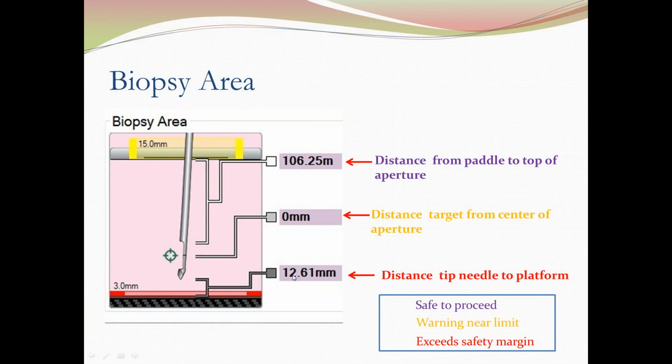And this tells me that I have 1.2 centimeters of safety between the tip of the needle and the detector plate. It's red when there's a problem. It's orange if I'm nearing some sort of a limitation. And this purple, it's safe to proceed.